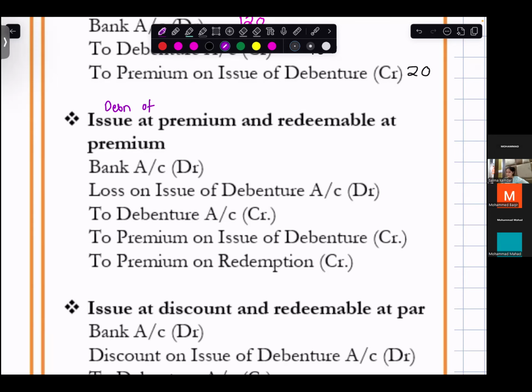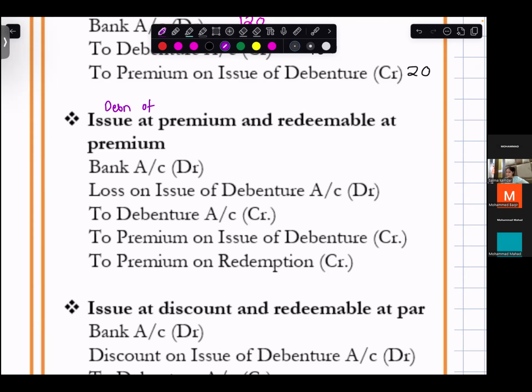Redeemable at premium. Redeemable at par. Give me the previous amount. I will say redeemed at 150. So when you issued the debentures, how much did you receive? 120.